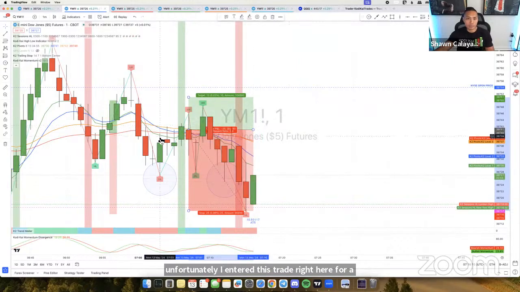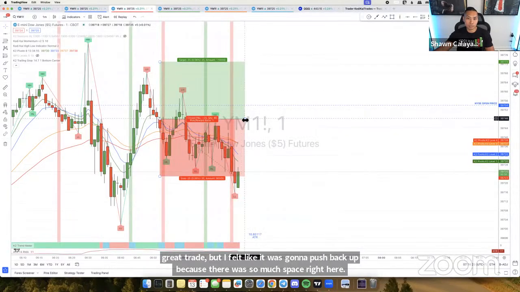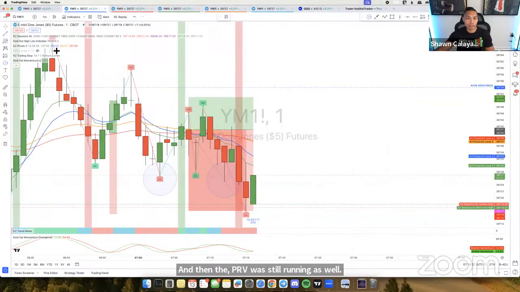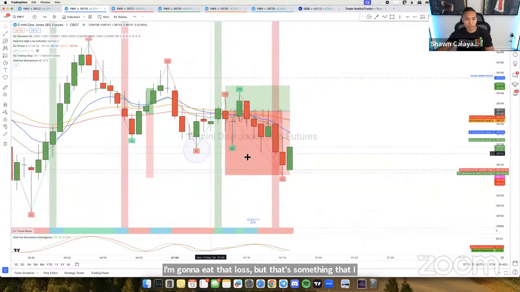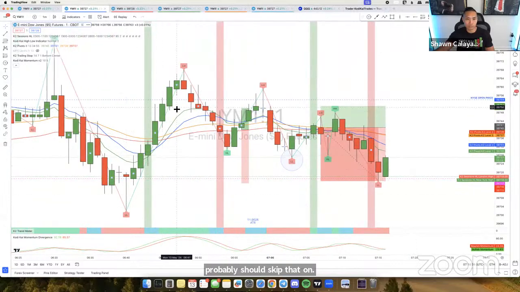It was a high level momentum scalp. It just wasn't a great trade, but I felt like it was going to push back up because there was so much space right here. And then the PRB was still running as well. So it's all good. I'm going to eat that loss, but that's something that I probably should have skipped out on. I just felt comfortable with it because all of the other high level momentum scalps were hitting. Like we had this one over here. This one hit full TP.